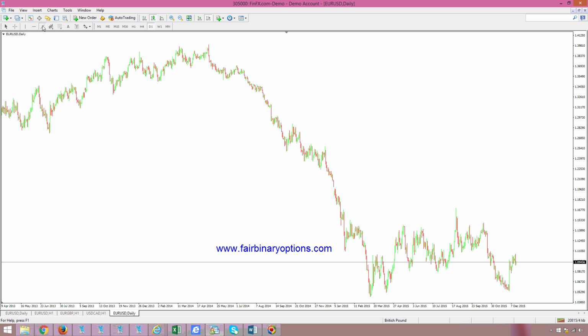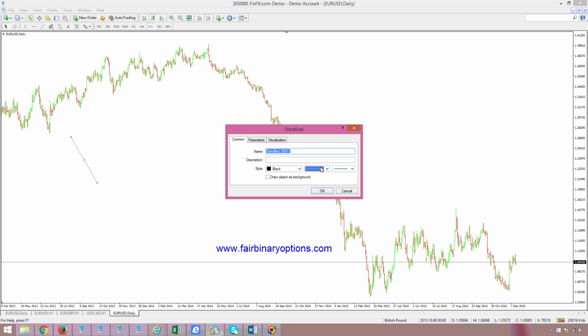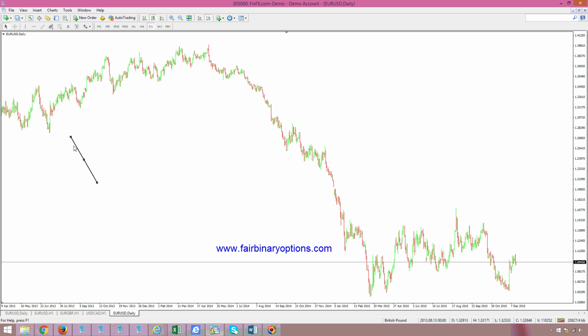How does a contracting triangle look? Well, it looks exactly like this. You have a wave A to the downside, and then a B wave, and then a wave C, and then a wave D, and then a wave E, and then the market breaks higher. This is a contracting triangle.